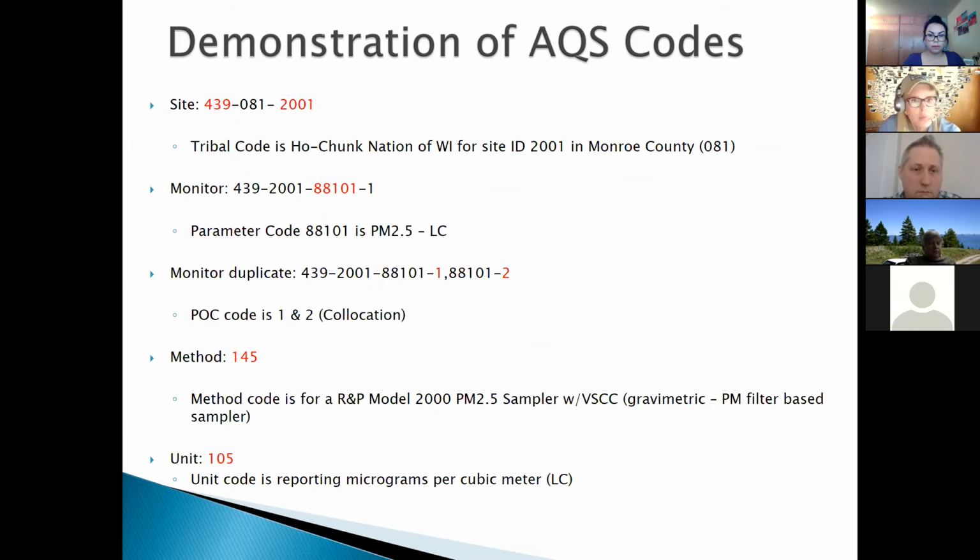So here's just a demonstration of AQS codes, an example of AQS coding. Highlighted in red are the basic AQS codes that we just covered in this presentation. As you can see, we have the site and tribal code for the Ho-Chunk Nation, Wisconsin. Also included is the parameter code for PM 2.5, the POC code, as this is a co-located site, and the method code for filter-based gravimetric measurements. Also included is the reporting unit code, which is for PM 2.5 measurements expressed in micrograms per cubic meter of air.